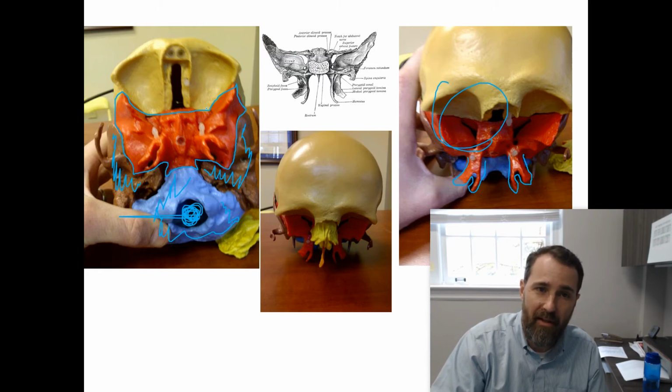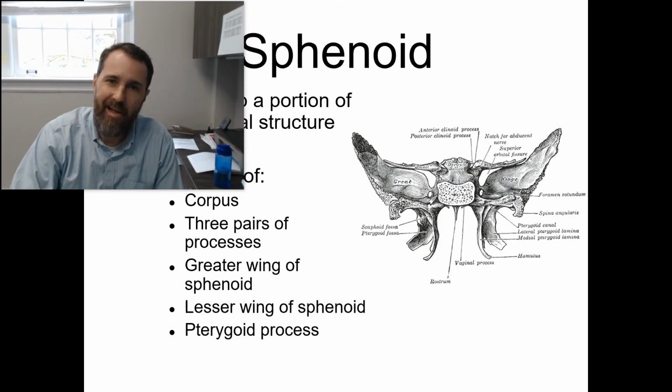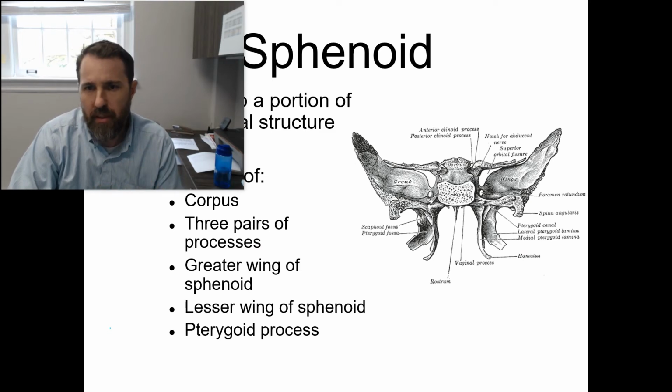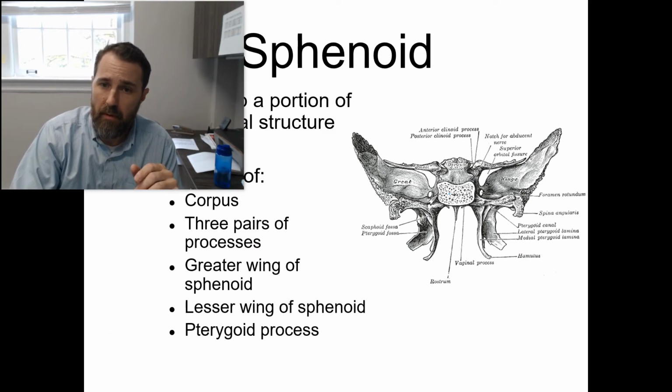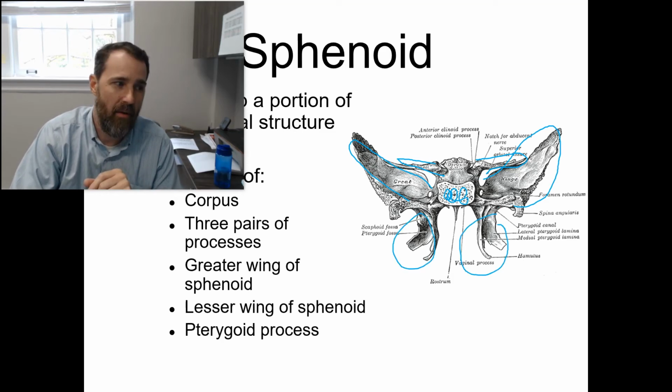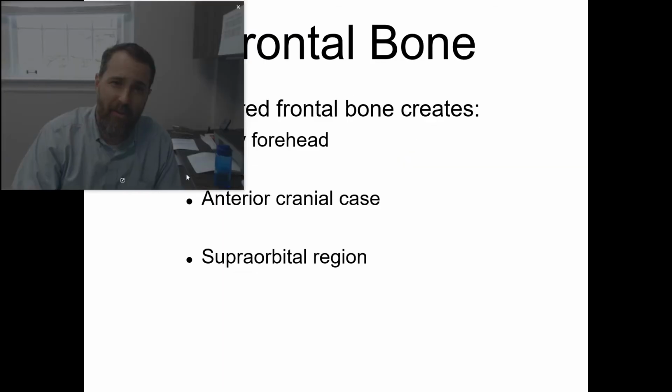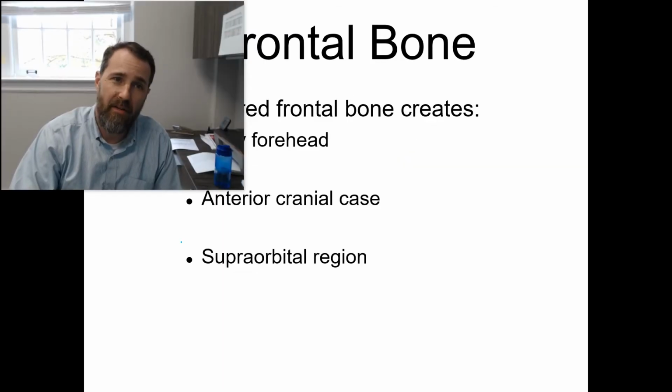And you can see that it articulates anteriorly with the frontal bone. And that's the sphenoid bone. Structures to know for the sphenoid: know the corpus, right here. Know the lesser or small wings, and know the greater or great wings of the sphenoid, and know what the pterygoid processes are. So now let's move into a more simple bone, and that is the frontal bone.